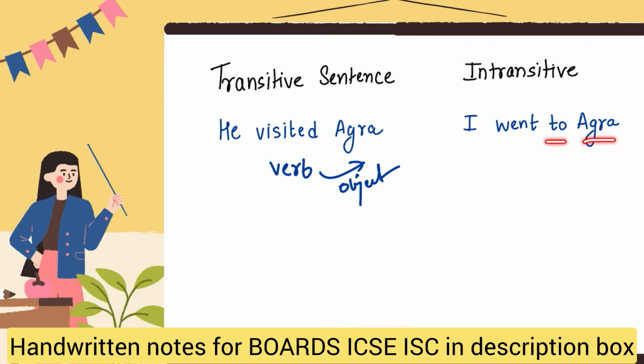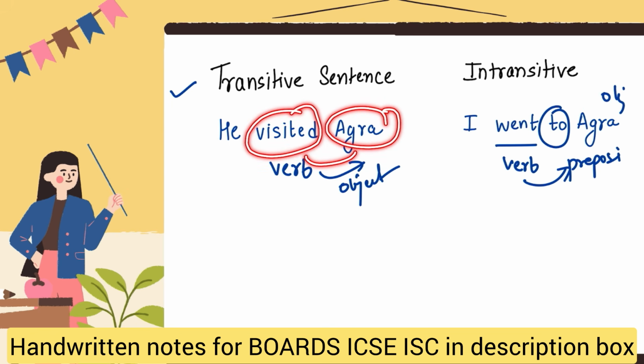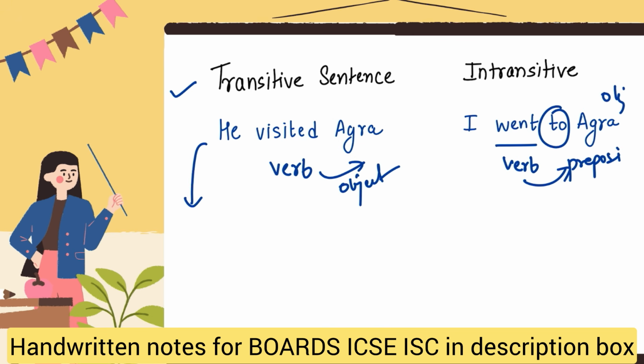I went to Agra. Here you can see this is the verb and then you have this preposition in between the object. So sentences which are intransitive in nature cannot be converted to passive voice. That's all I wanted to explain. On the other hand, transitive sentences can be converted to passive voice. Here, this is the verb and this is the object, right? So you can convert this into passive voice. Agra was visited by him.